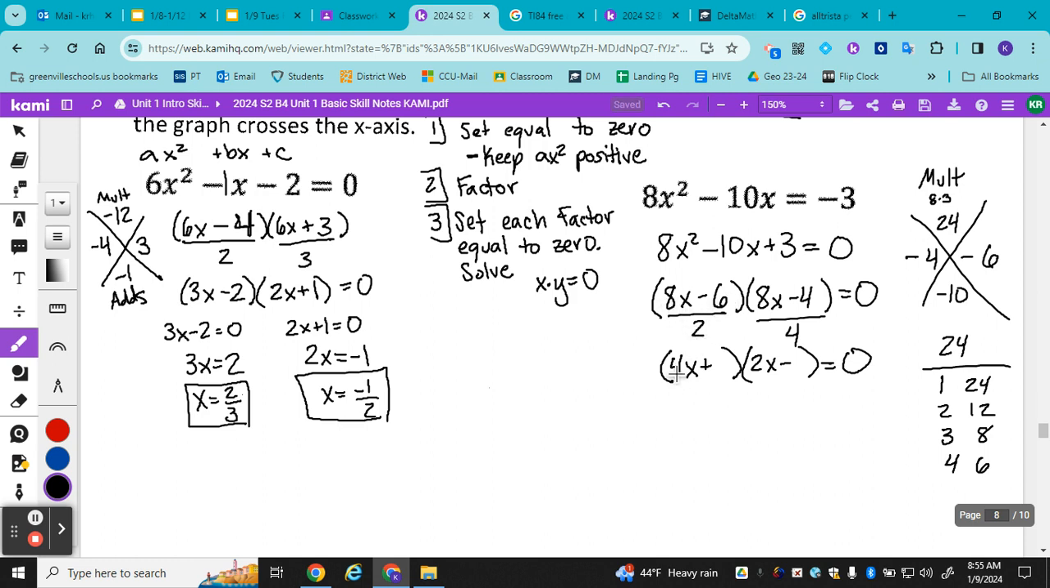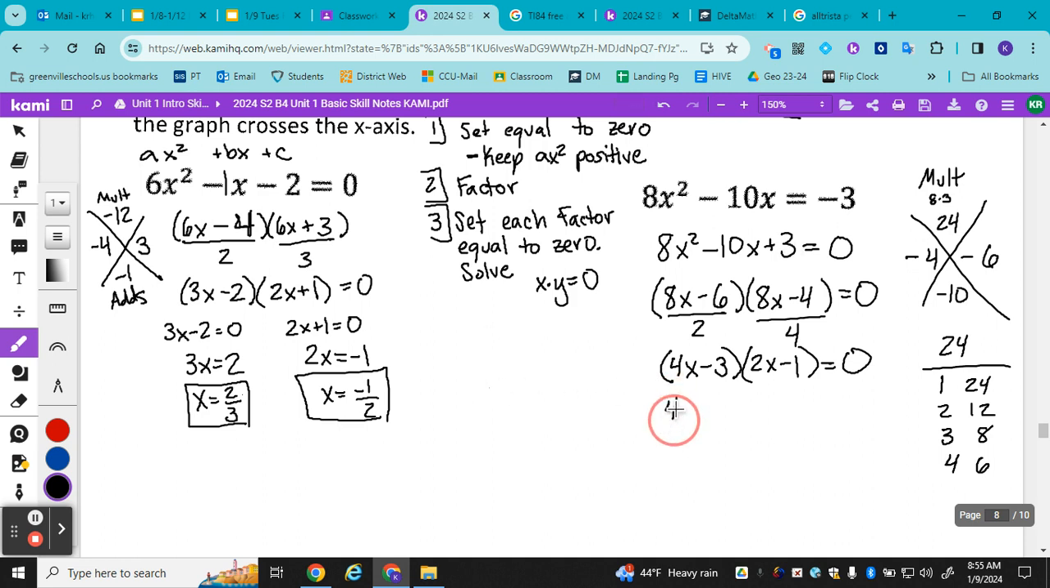So 8x divided by 2 is 4x. Negative 6 divided by 2 is negative 3. 8x divided by 4 is 2x. Negative 4 divided by 4 is 1. Check again. 4x times 2x is 8x squared. Negative 3 times negative 1 is positive 3. Glad I checked. I would have gotten the wrong answers if I did not.